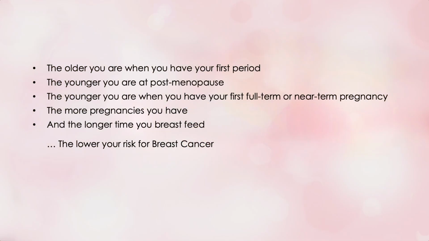So with these examples, you see that the older you are when you have your first period, the younger you are at postmenopause, the younger you are when you have your first full-term or near-term pregnancy, and the more pregnancies you had and the longer time you breastfeed, the lower your risk for breast cancer. If we make a little chart of the relative risk for each of these reproductive risk factors for breast cancer, you can compare their degrees of impact.